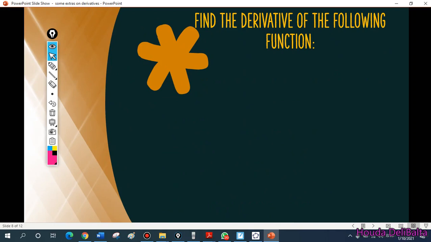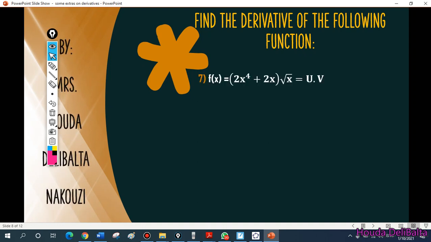And now, dear grade 11 students, we reach the last part of our videos about derivatives and the domain of definitions of the function and its derivative. Here is a function f of x that's equal to 2x to the power 4 plus 2x multiplied by radical x. So it's clearly of the form u dot v.